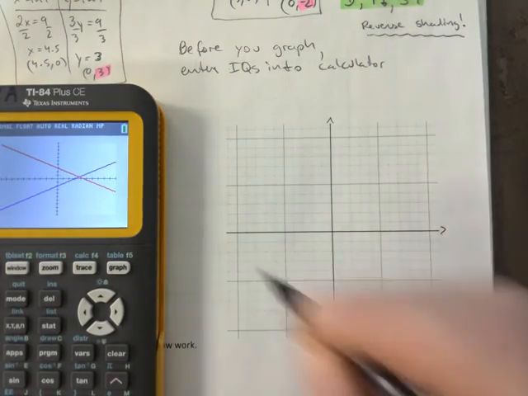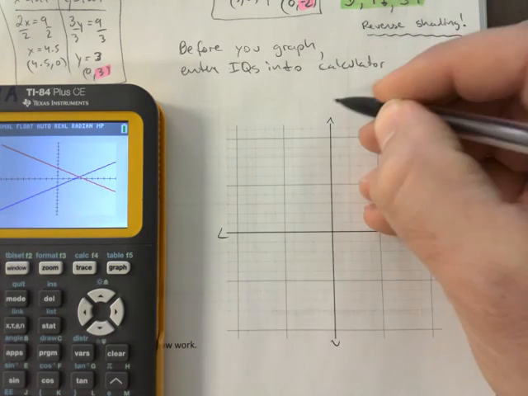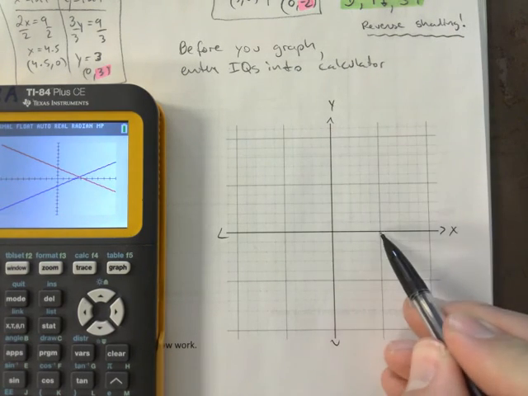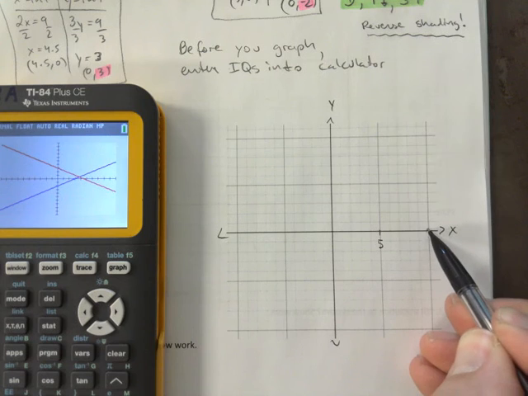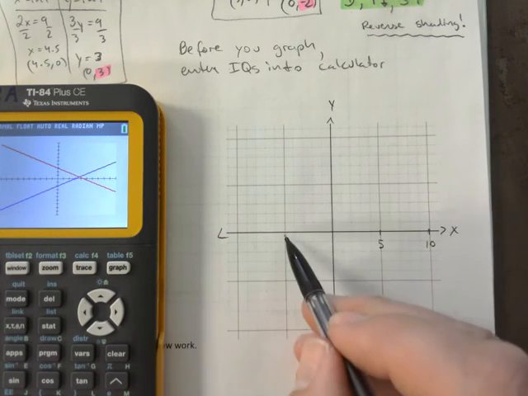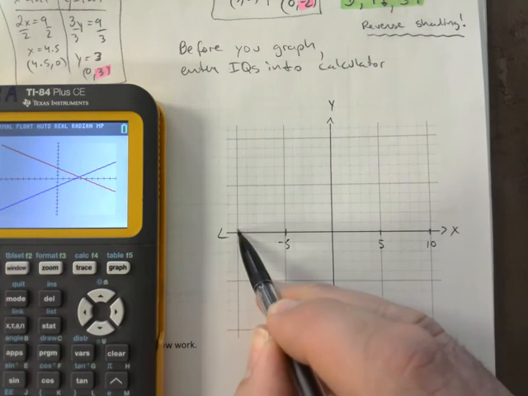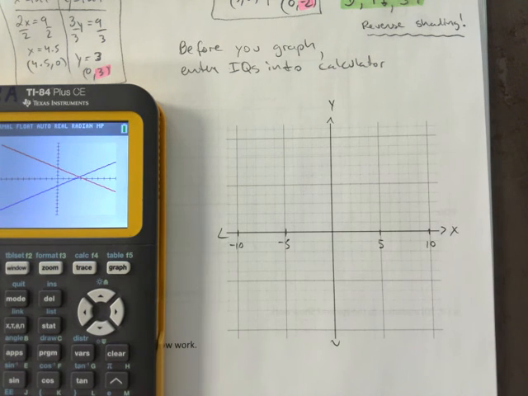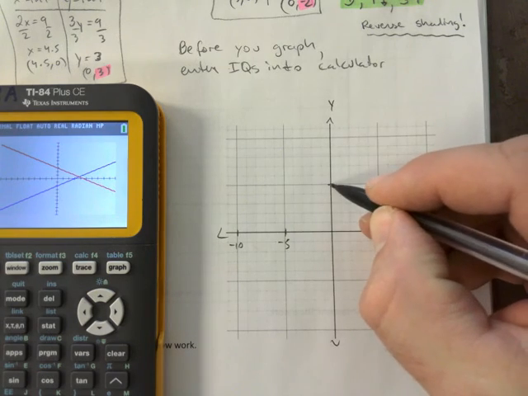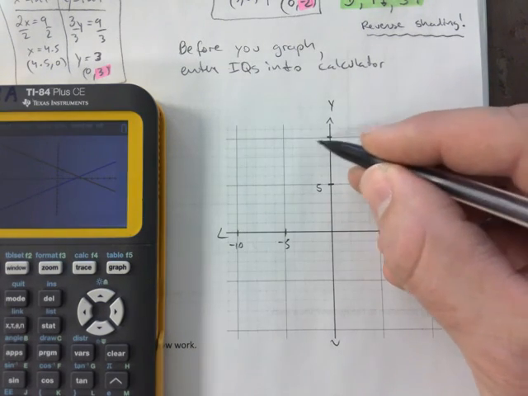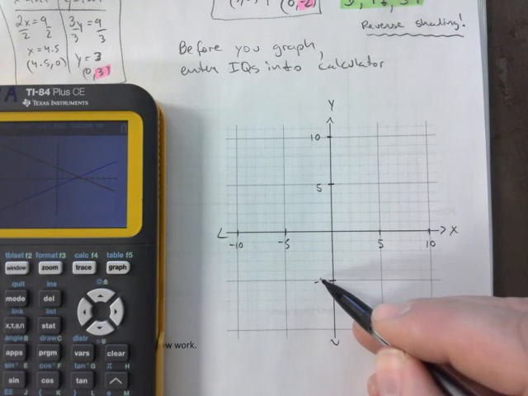So arrowheads on the axes, X, Y, and I'm just going to go 5, 10. It's going to work for me. -5, 10. I will tell you this. If your scale is 1, you don't need to label it. But I still do. It takes seconds, right?